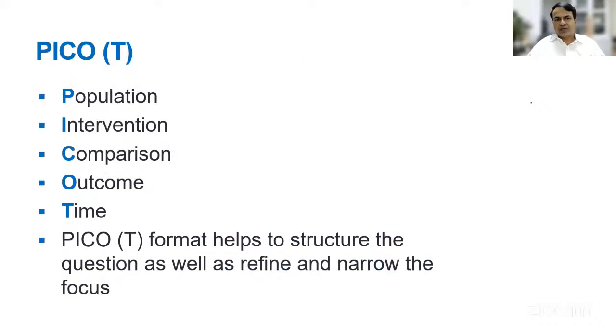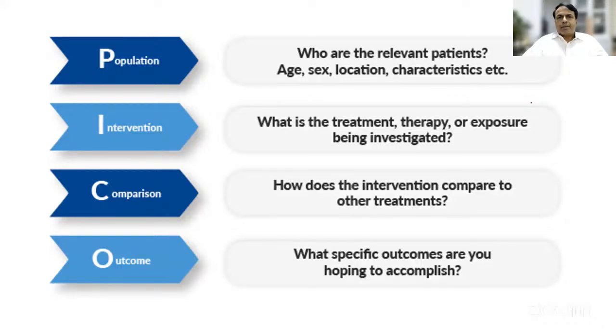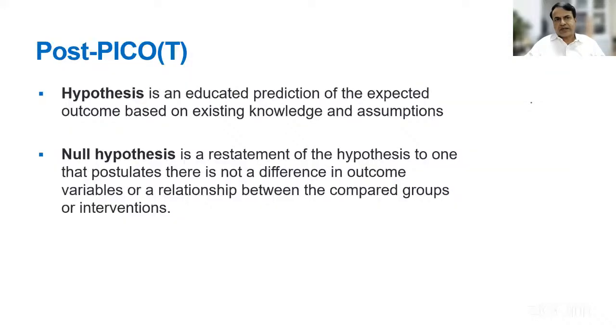PICO or PICO-T, extended PICO, includes population, intervention, comparison, outcome, and time. This format helps to structure the question as well as refine and narrow the focus. To put it simply, population in terms of patients, age, gender, location, and characteristic. Intervention, what is the treatment that you are envisaging to undertake? Is it a surgery or exposure to a particular drug? Comparison, how does that intervention compare to other treatments? Are you going to study that? What specific outcomes are you going to accomplish, primary as well as secondary?